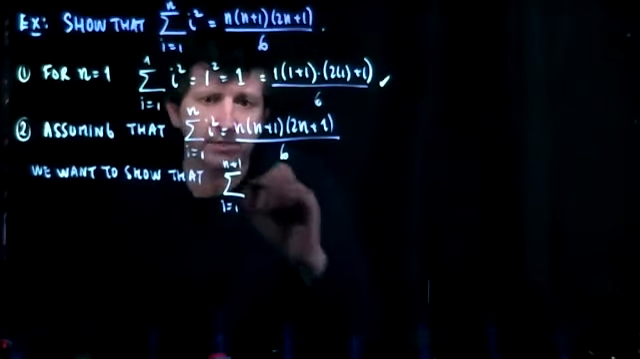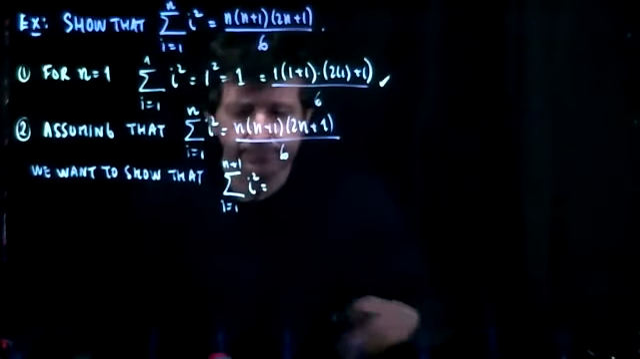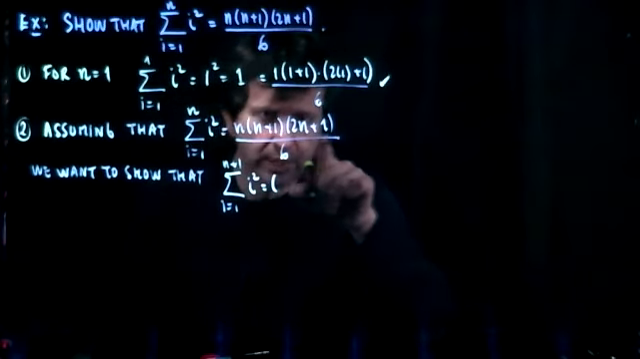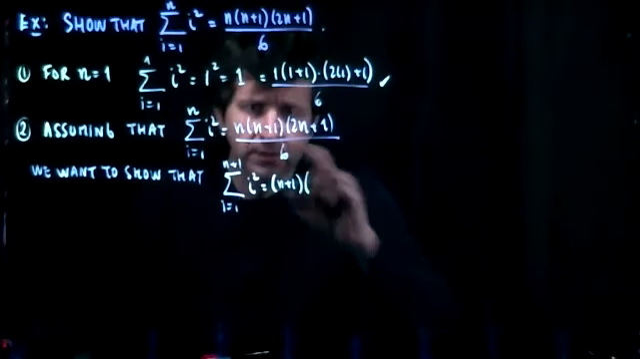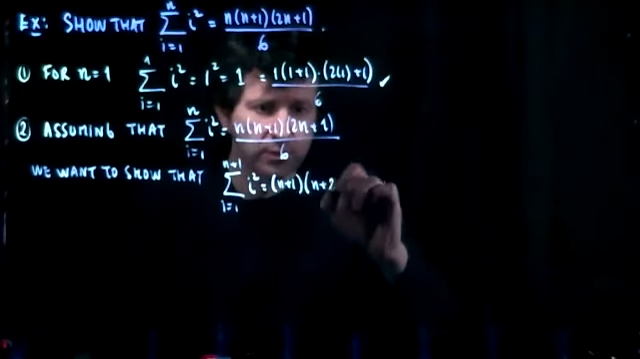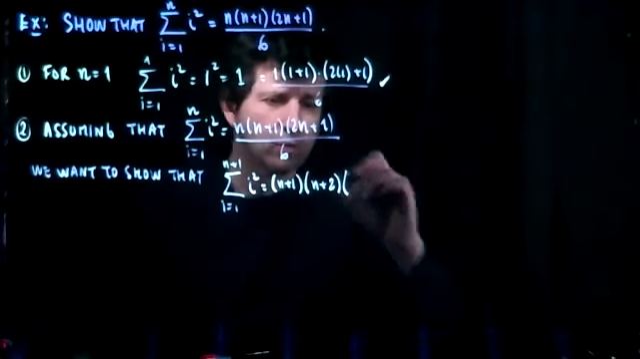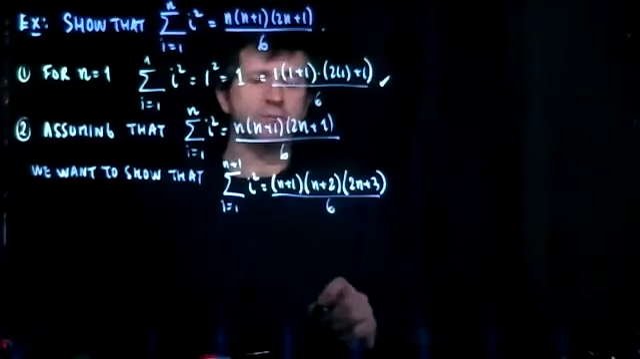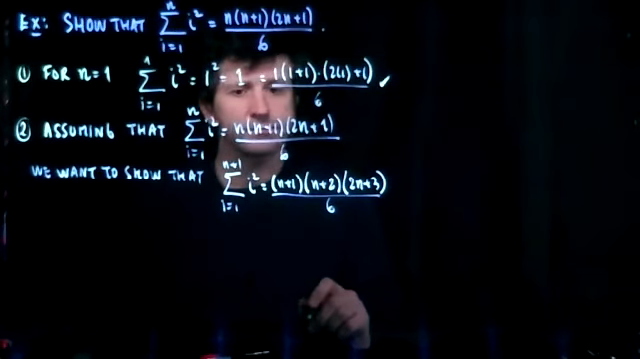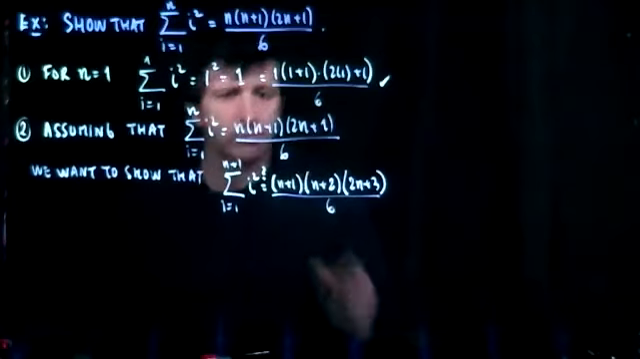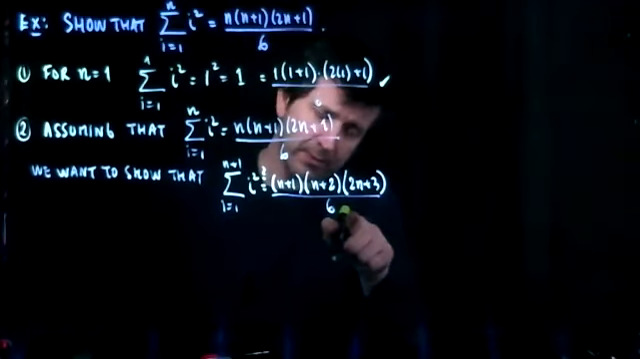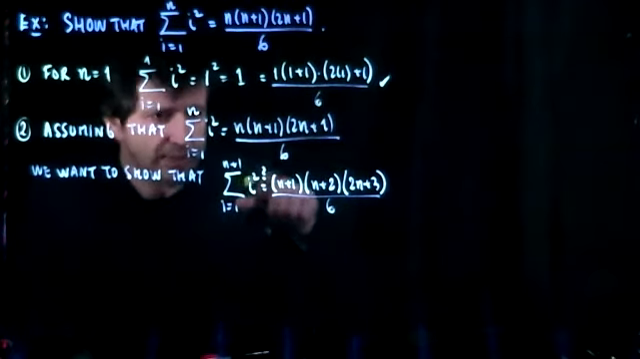So the sum i equals 1 until n plus 1 of i squared is what? I replace every n here by n plus 1. So it's n plus 1 times n plus 1 plus 1, so n plus 2, times 2 times n plus 1 plus 1, which is 2n plus 3, over 6. That's what I want to show. Okay, so I'm going to put a question mark here. That's what I'm looking for. Any questions until this step?